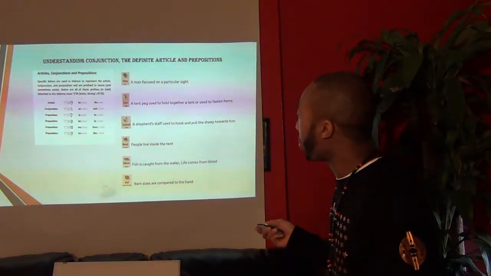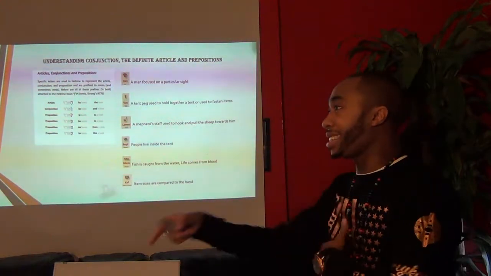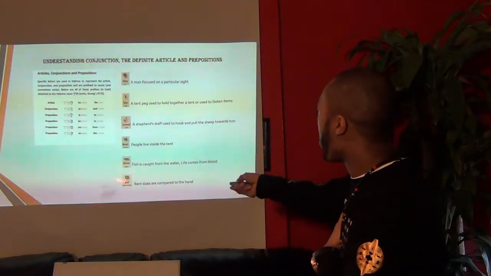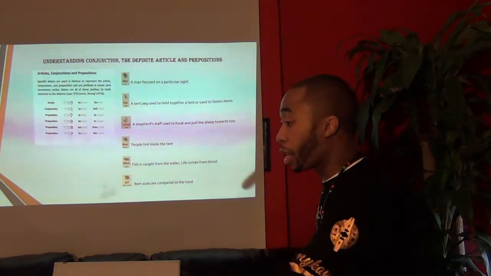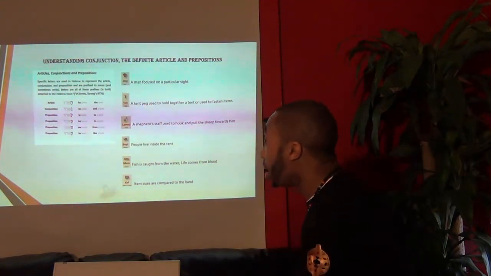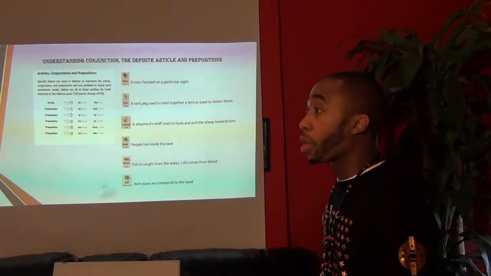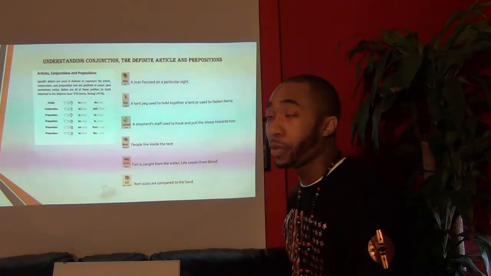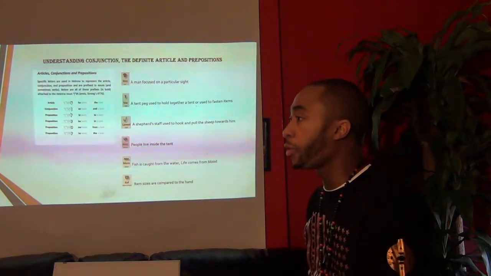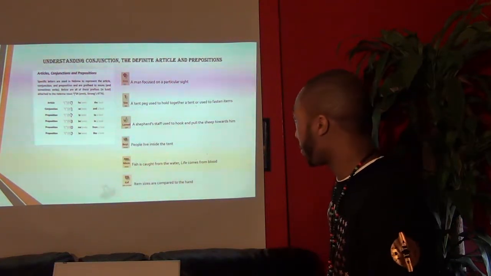How do we know that the preposition bet means in? Because people live in a tent. How do we know that mem means from? Because when the people go hunt in the river, they will pull, guess what? They will pull items from the water. Or when a baby is delivered, he's being pulled from the flow of blood of the woman, or from the flow of the fluids that come from a woman. This is how we know that mem means from.